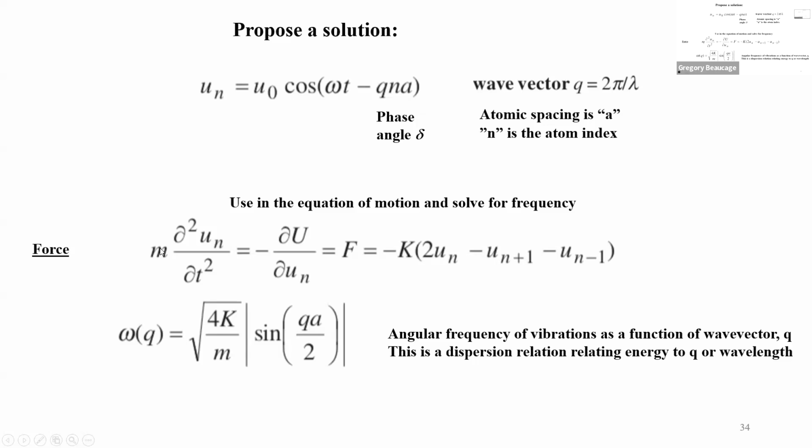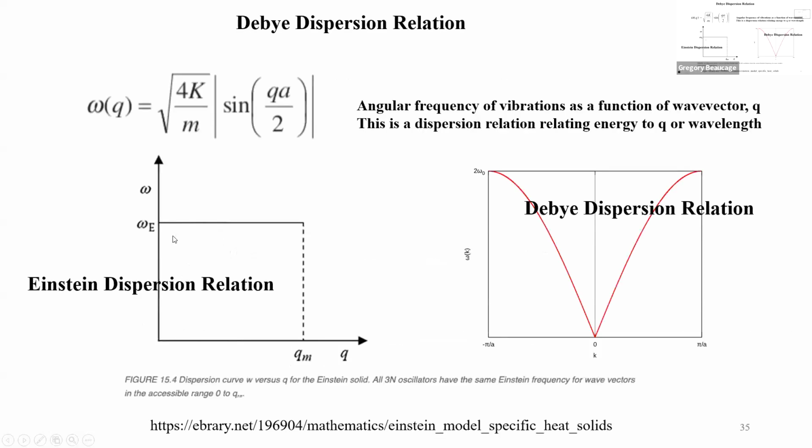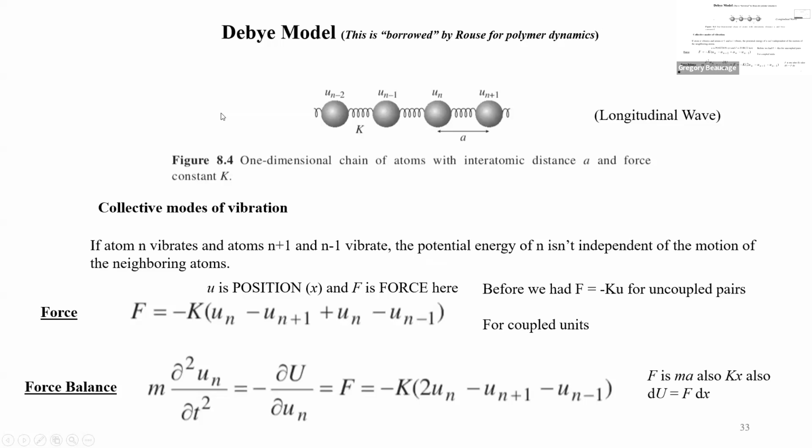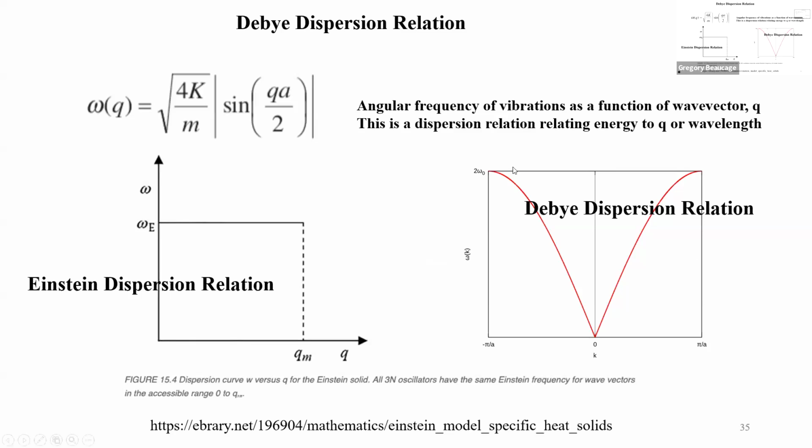So here you have mass, here you have spring constant. This thing becomes the square root of the spring constant by the mass, and that gives you this dispersion relationship. So Einstein is just a flat number, and this model that includes collective motion, which is the basis of the Debye model, gives this dispersion relationship, which is the standard one. This one's kind of useless. It's just one number. This is the standard one.